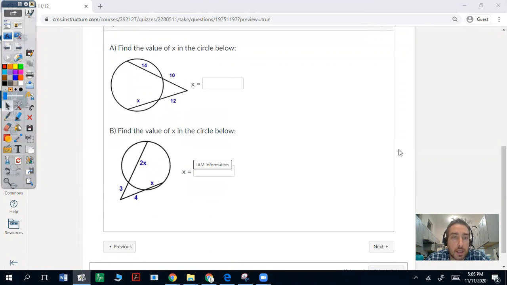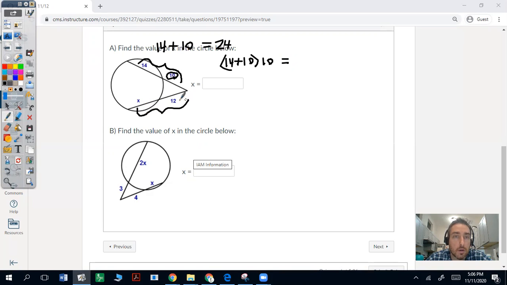So we'll start with A. I'll do A and B with you guys. The way A works, you want to identify the whole secant. So that's going to be 14 plus 10, and that's going to be 24. And then the outer portion is going to be 10. So on that part, it's going to be 14 plus 10 times 10.